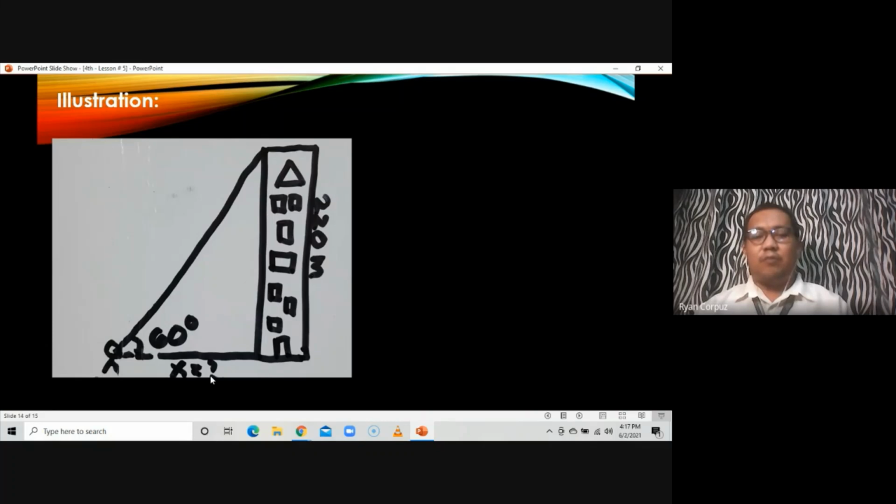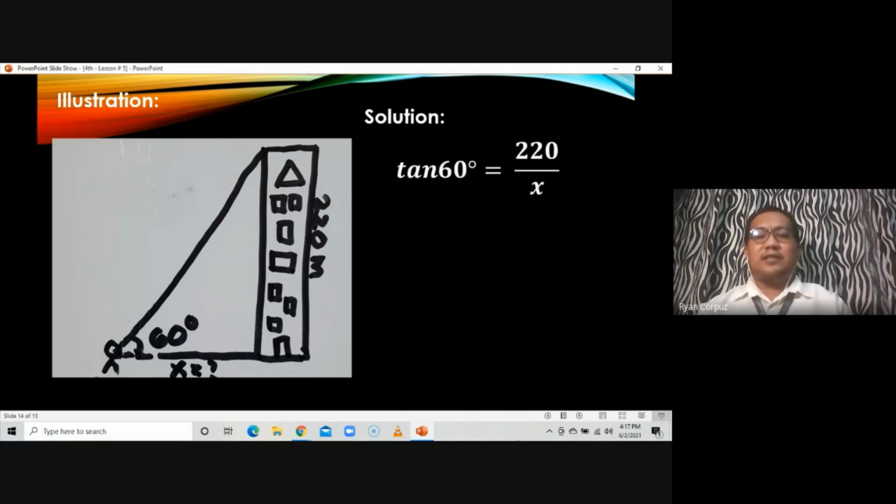Or sa madaling salita, we are going to make use of function na tangent. So, using tangent na function, we can solve now problem number 5. So, this tangent is what we are looking for and given yung measure ng angle na 60 degrees, so tangent, then attach that measure of the angle. Then it will be equal to opposite, that's 220 over adjacent, which is x. So we come up with the equation as tangent 60 degrees is equal to 220 over x.